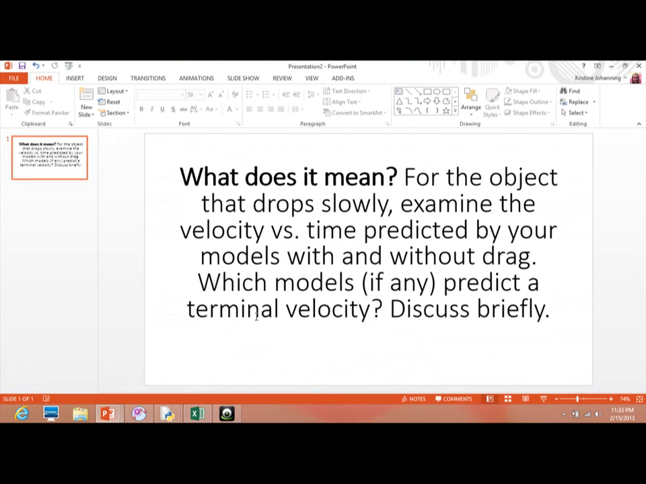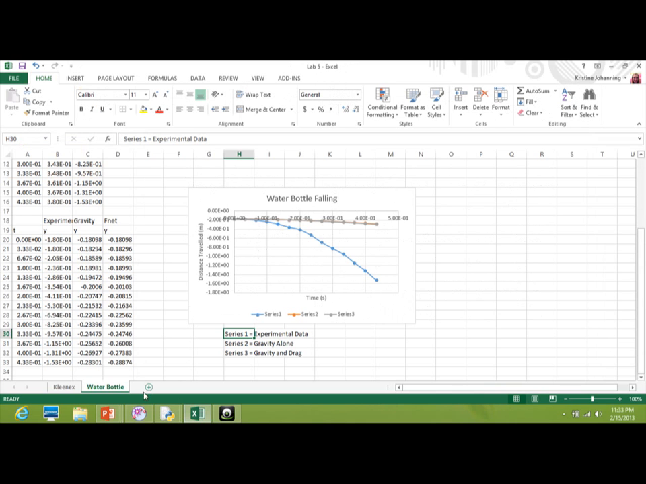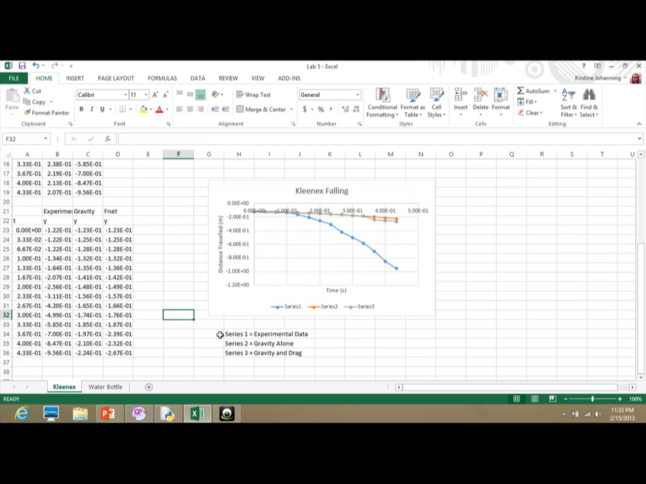For the what does it mean question, for the object that drops slowly, examine the velocity versus time predicted by your model, with and without drag. Which models, if any, predict a terminal velocity? Discuss briefly. Terminal velocity is only reached when including the drag force in the model. This is due to the fact that terminal velocity, by definition, means that the falling object has an upwards drag force that balances the downwards force from gravity.